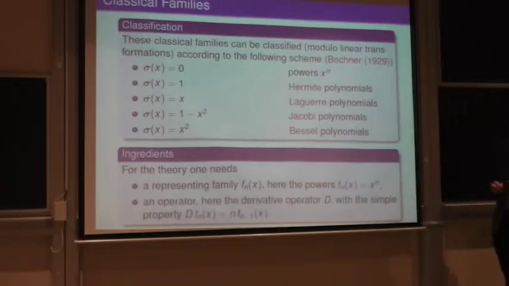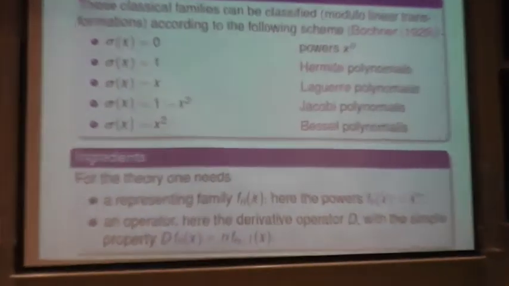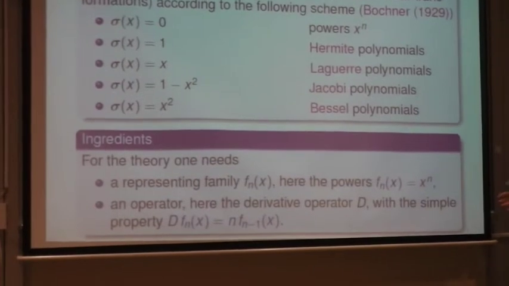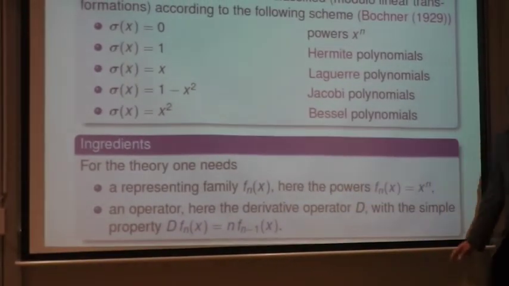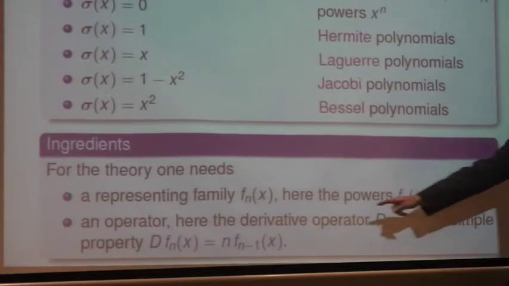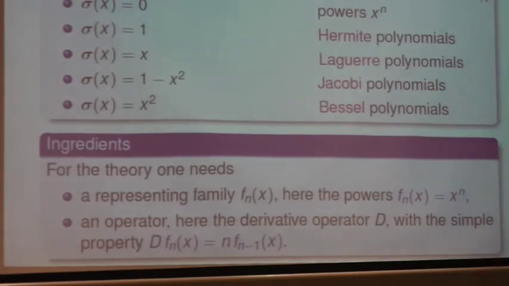And it was necessary to have an operator. This was the differential operator in this case, with a very nice property that if you apply the differential operator to this x to the n, what you get is again a member of this family, namely n times f_{n-1}. So these two properties are exactly the reason why so many things work so fine, and we will remember that later for the other cases.